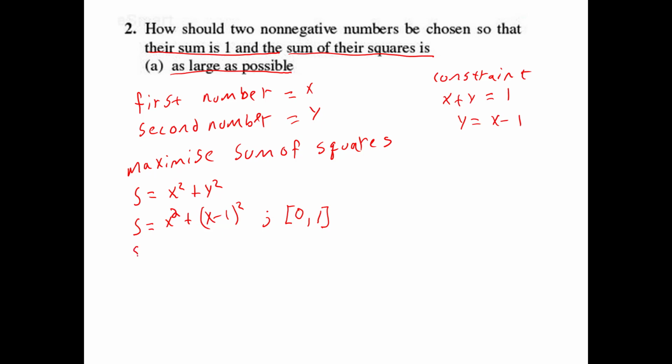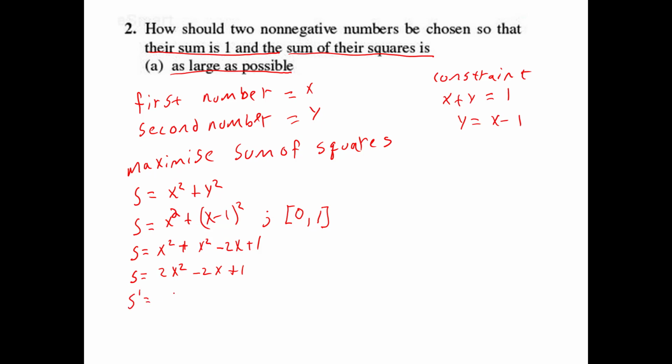Okay, so we went over how to do this last time. First we should clean this up. This is x squared plus x squared minus 2x plus 1. We can clean this up again, and this becomes 2x squared minus 2x plus 1. So we're just trying to find the absolute max on the interval from 0 to 1 of this function. Well, we did that last time.